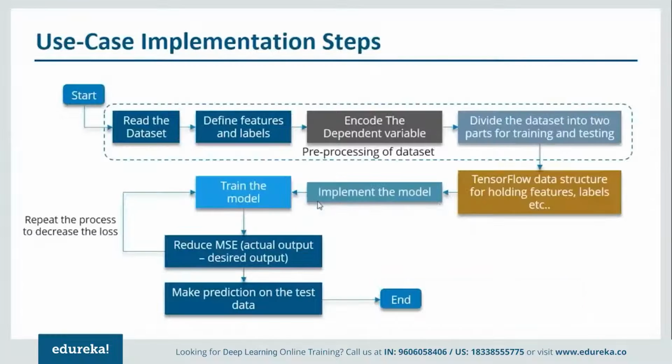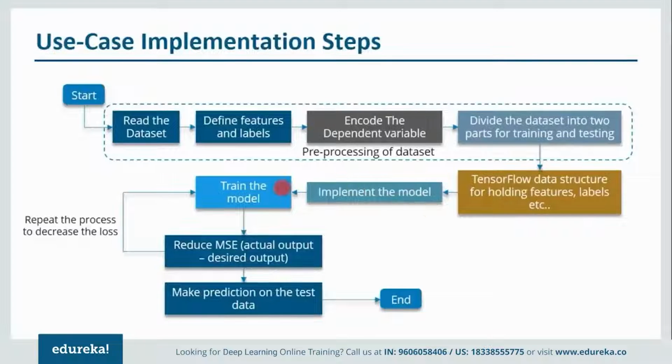So guys, let's move forward and we'll see what are the various steps involved in order to implement this use case. So over here we'll first begin by reading the data set that we have. We'll define features and labels. After that we are going to encode the dependent variable. And what is a dependent variable? It is nothing but your label. Then we are going to divide the data set into two parts, one for training, another for testing. After that we'll use TensorFlow data structures for holding features, labels, etc. And TensorFlow is nothing but a Python library that is used in order to implement deep learning models, or you can say neural networks. Then we'll write the code in order to implement the model.